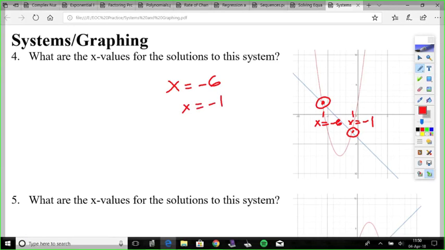So just look at where they cross. Where's the x value at? Okay, that's really all there is. Not a whole lot of thinking involved.